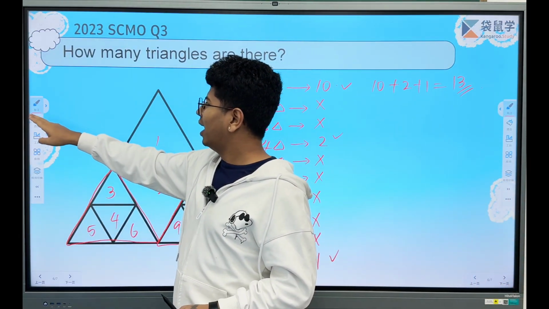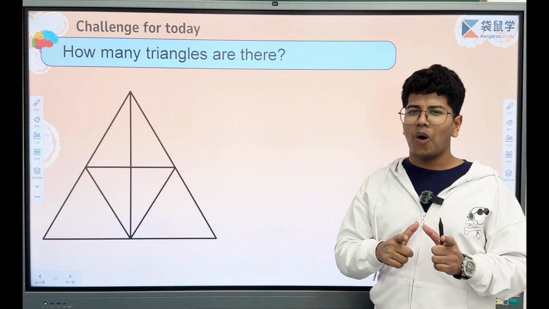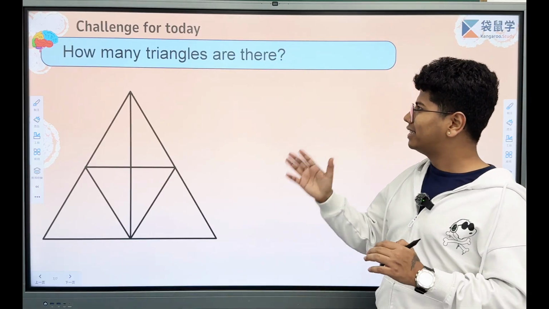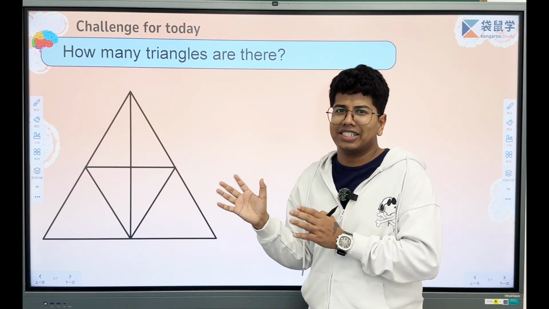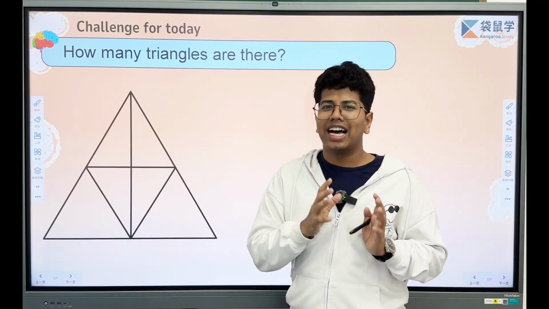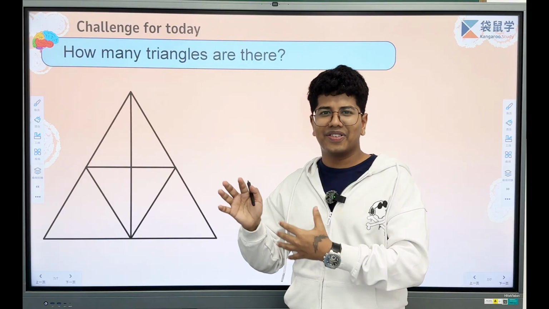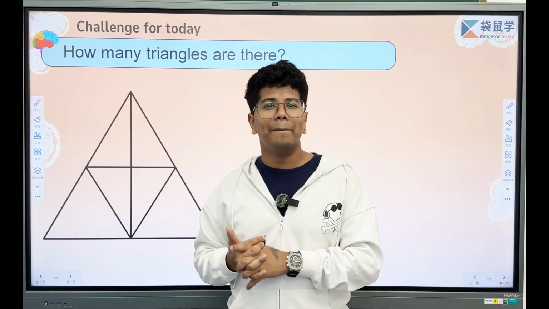So here, understanding this, you can try the challenge for today. The challenge for today is this question. We have to count how many triangles are there. And this question is taken from the past year SASMO. If you have any doubts, you can ask me. But you can try and let me know. You can post your answers in the group below.